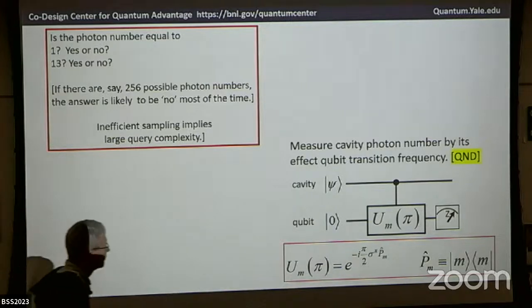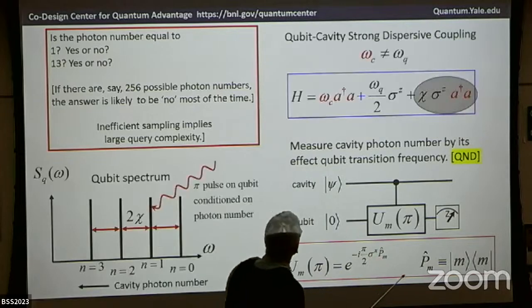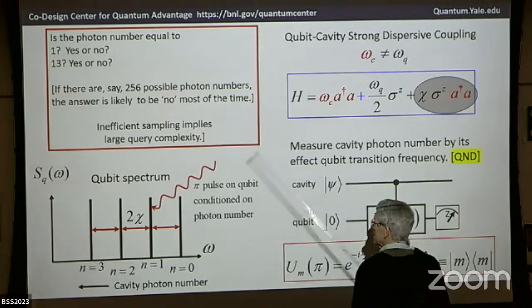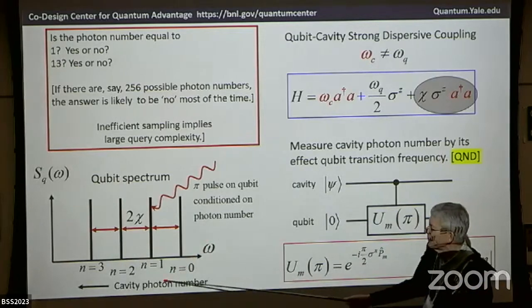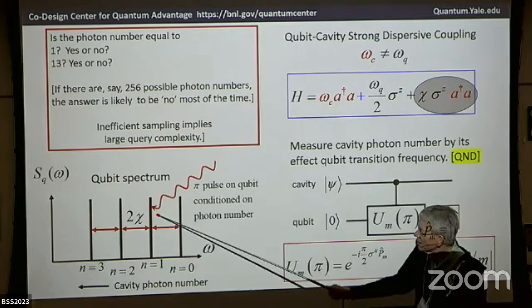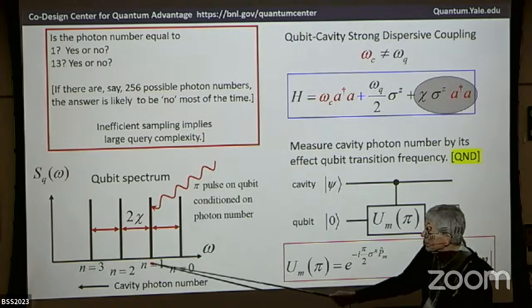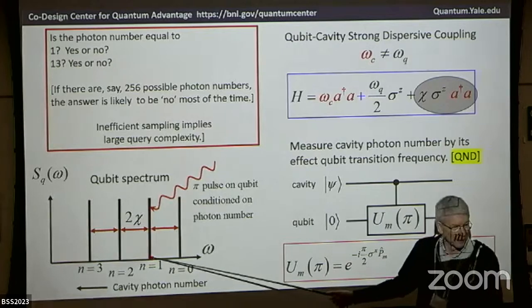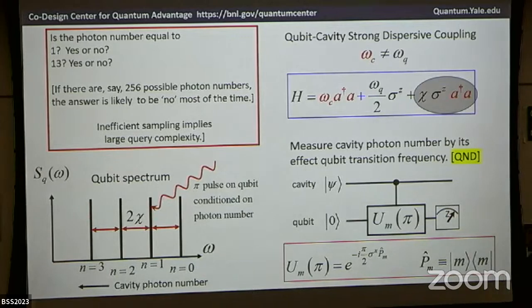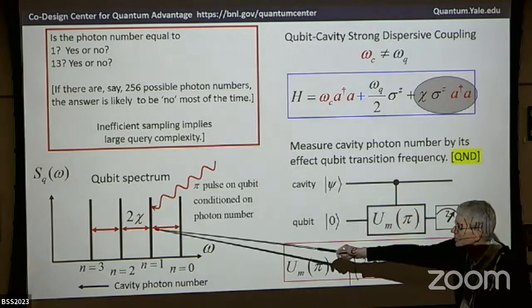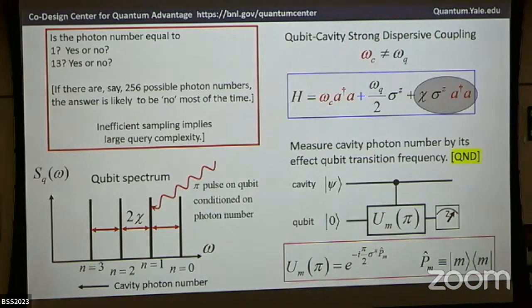Well, remember, we have our friend, the dispersive coupling, which spreads out the spectrum of the qubit. And when you apply a pi pulse on the qubit at this frequency, it will flip the qubit from 0 to 1 if and only if there's exactly 1 photon in the cavity. Then you measure the qubit to see if it flipped. I talked about that on the first day. And that answers the question, is the photon number 1 or not 1?